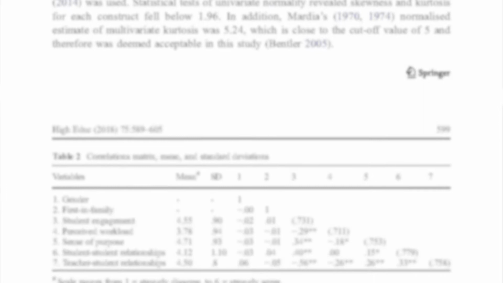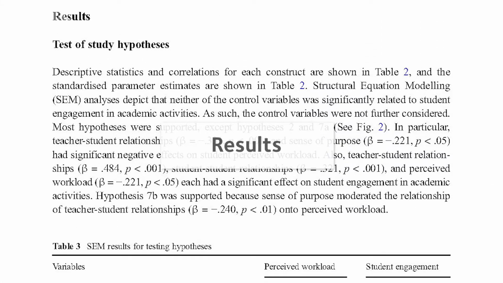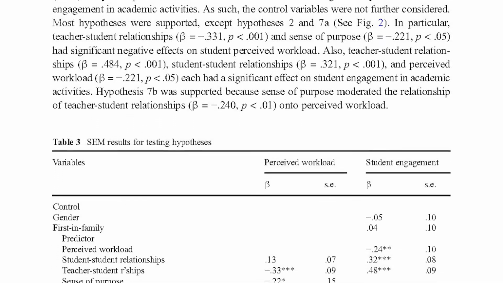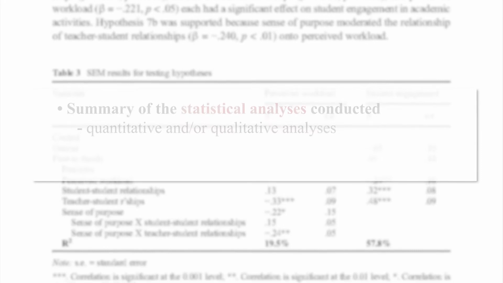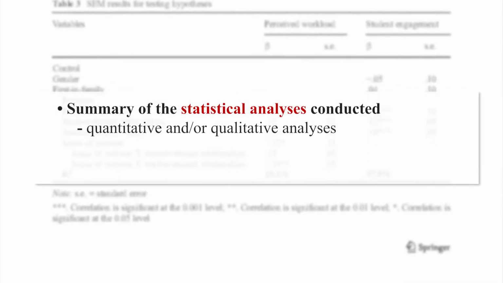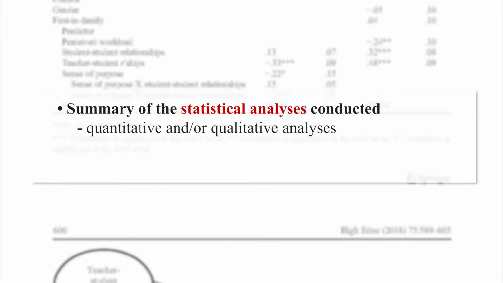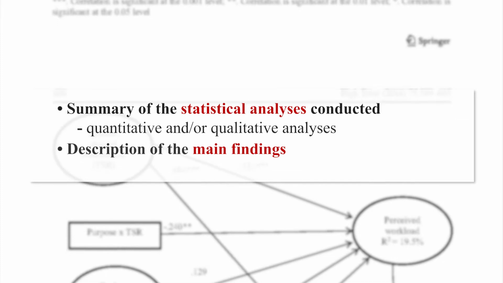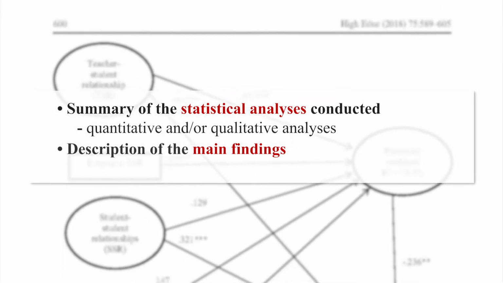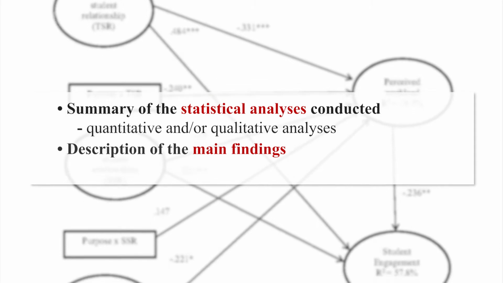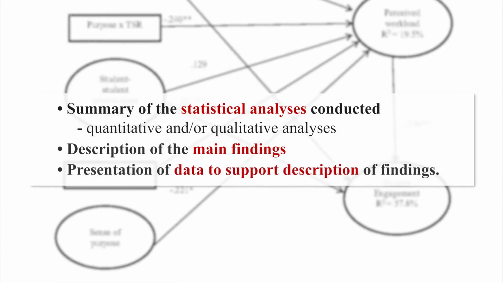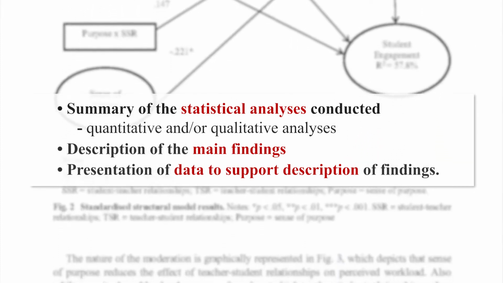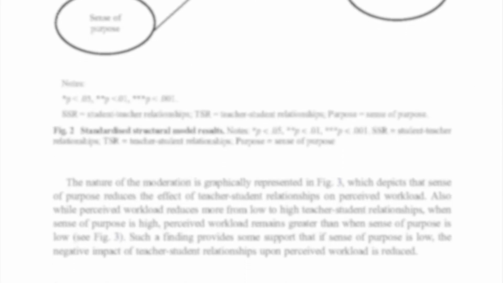After the method, the next major section in a journal article is the results. In the results section, the authors describe in detail how they analysed the data and what the data showed. More specifically, a results section will summarise what statistical analyses were conducted on the data. It'll also describe the main findings in relation to each of the hypotheses stated in the introduction. If you remember, the hypotheses were the predictions that the authors were examining in the study. And finally, the results section will also present the data that relates to each of the main findings, so that the reader can see that the numbers are there to back up the description of the findings.